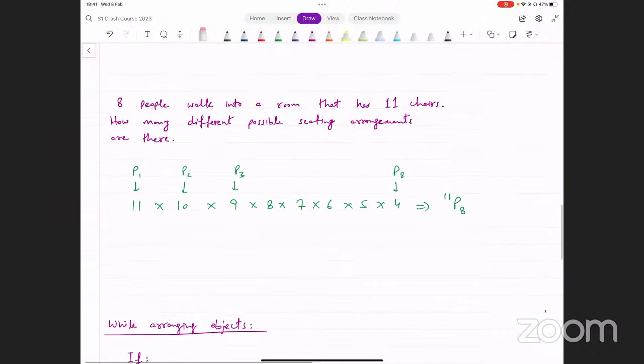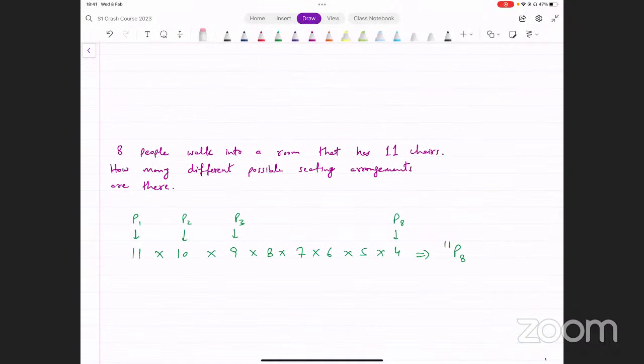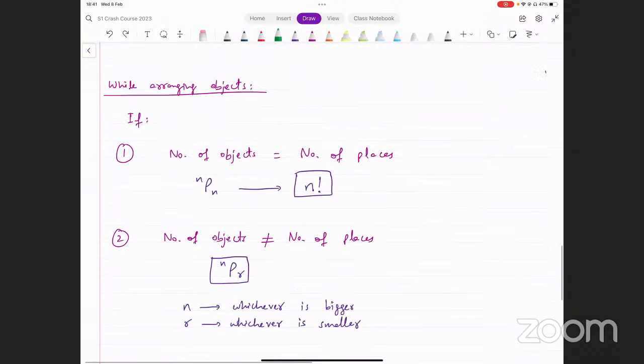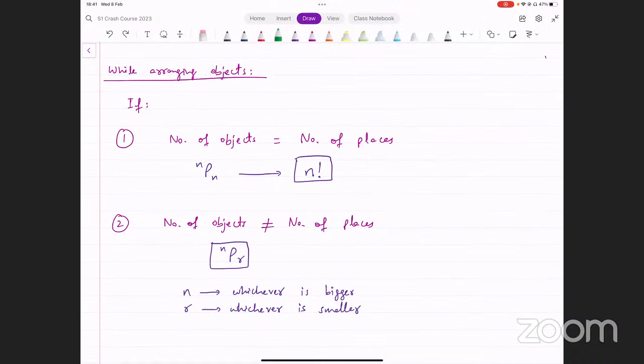And in the other example, the number of people that we had was less and the number of places that we had was bigger. In that case, we took the number of places on top here and the number of people at the bottom here. So whatever is the larger number, you put that on top. Whatever is the smaller number, that comes here. All right, so this is the summary that you can use for permutations.